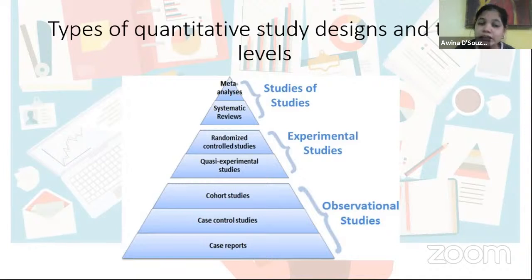Quasi experimental study design is an experimental study design wherein there is a lot of statistical analysis taking place, but randomization is not taking place in a quasi experimental study. Then there are randomized controlled trials, RCTs, which we all know of.